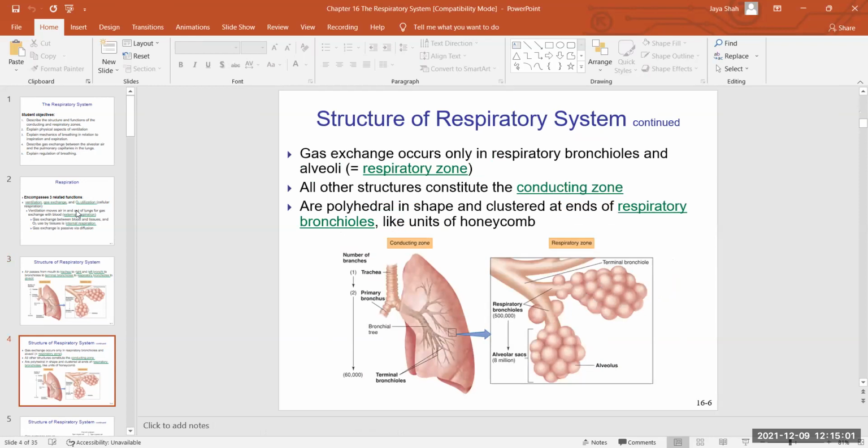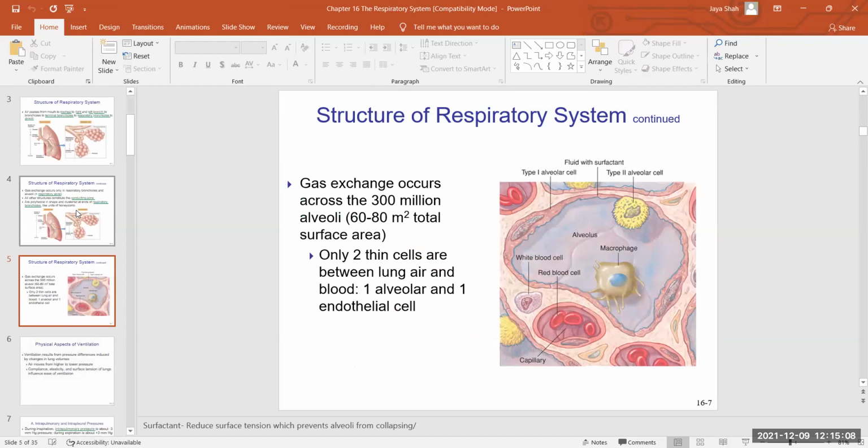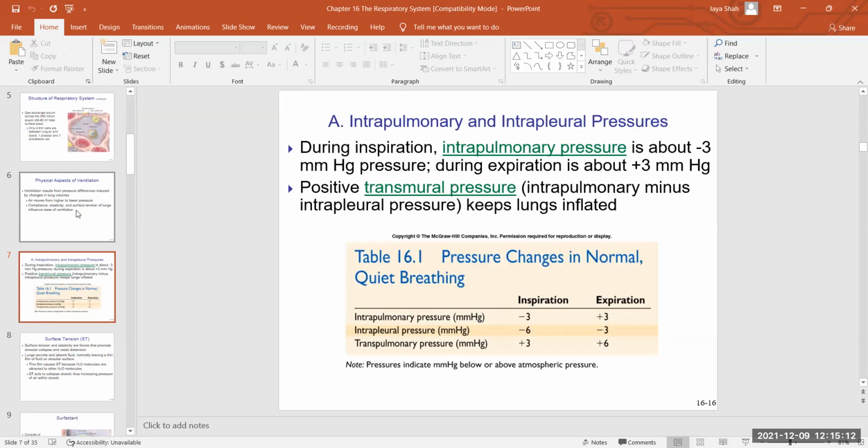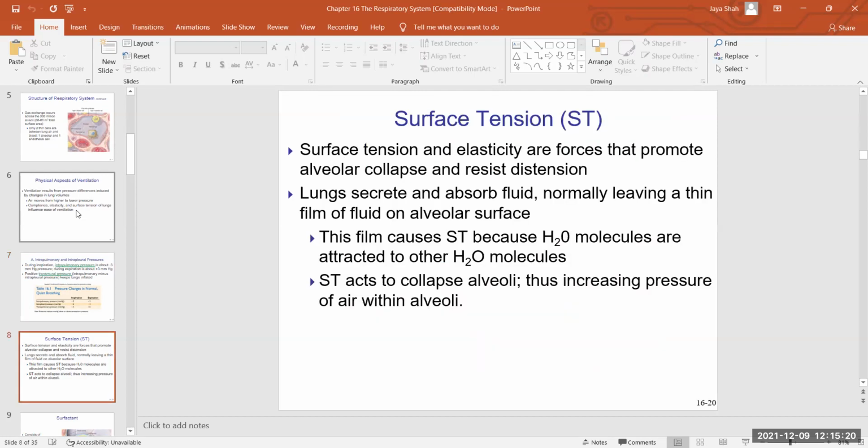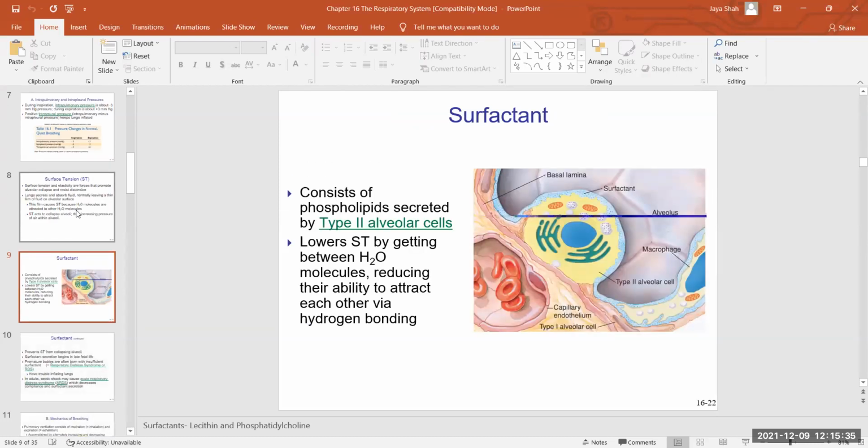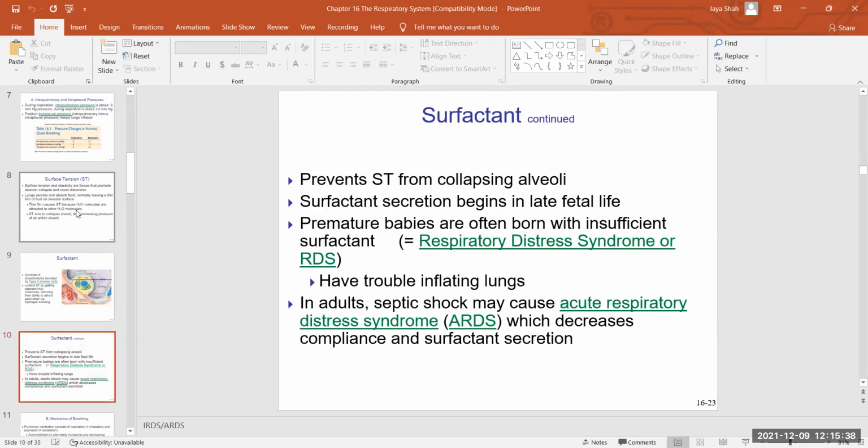Structure of the respiratory system: conducting zone versus respiratory zone, histology of alveoli in the lungs, and the intrapulmonary and transmural pressure change during inspiration and expiration. How surface tension keeps the alveoli pressure increased all the time. Type 1 and type 2 alveolar cells and their functions. What is respiratory distress syndrome, RDS or ARDS? So RDS is called IRDS and ARDS is different. So how is RDS different from ARDS?